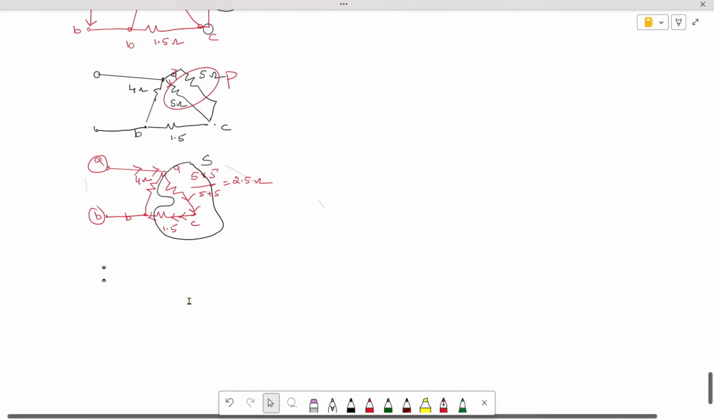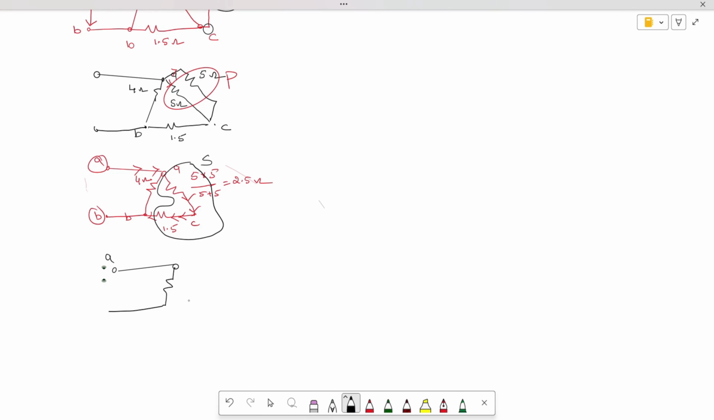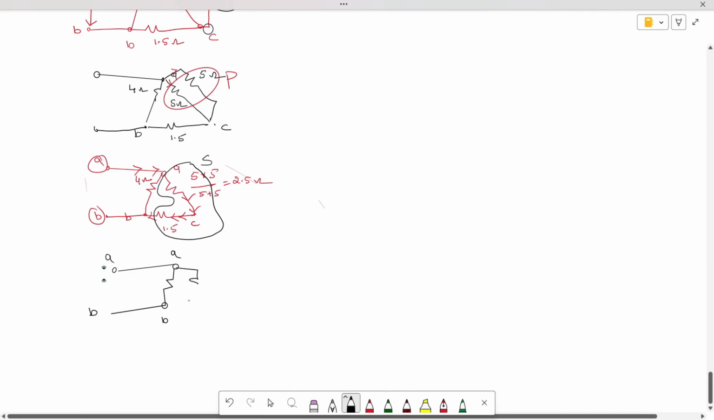Here we have A. This is one branch, and here we have another resistor across B, and these two are connected between the nodes A as well as B, and we get one resistor. This is 2.5 plus 1.5, which is 4 ohm. Already here also we have a 4 ohm.